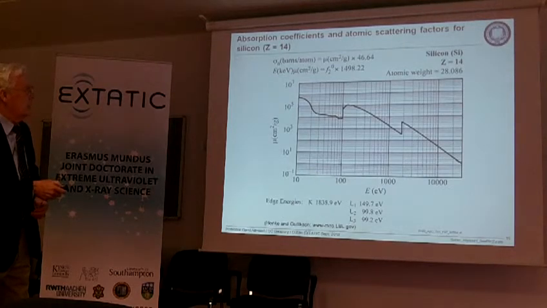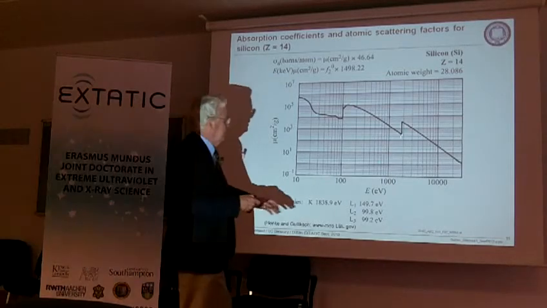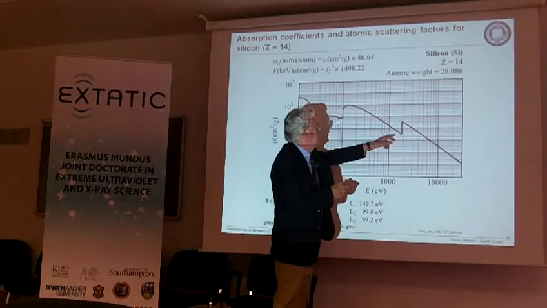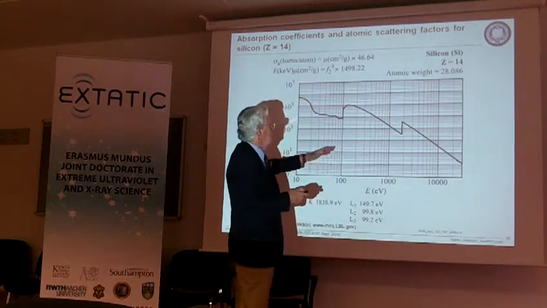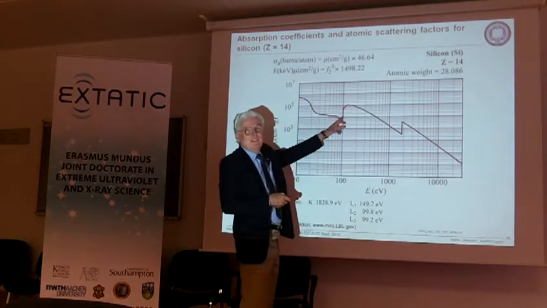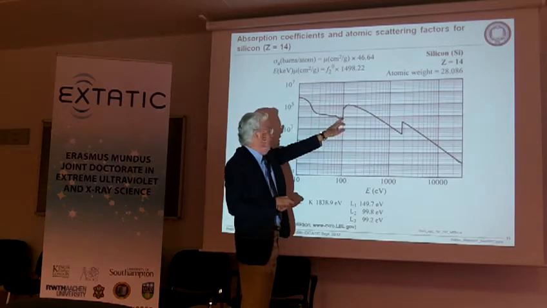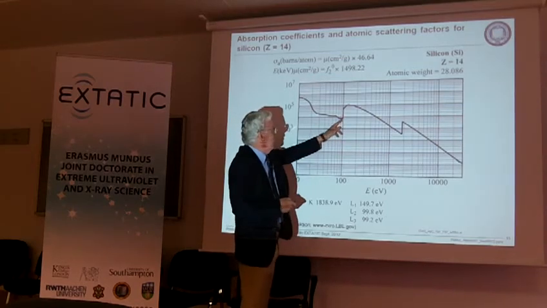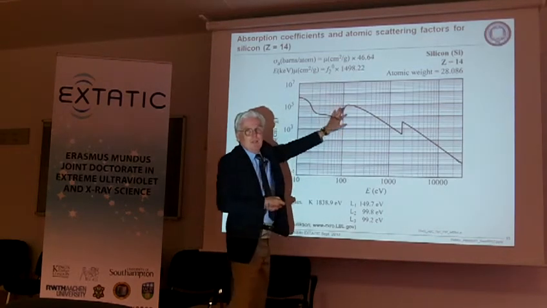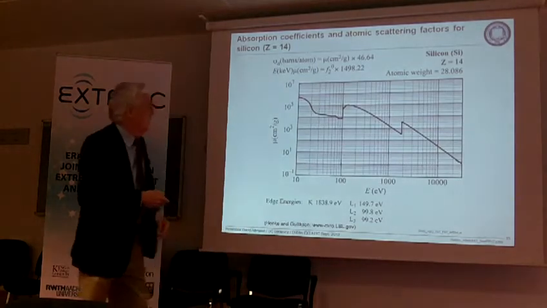So here's the curve for silicon, and probably molybdenum is going to come next. And now here's the K edge, right, for silicon, just below 2 kilovolts, something like 1.8. Here's the L edge. There's a very dramatic effect here at the L edge. So just below 100 eV, there's quite a drop in the absorption cross-section.